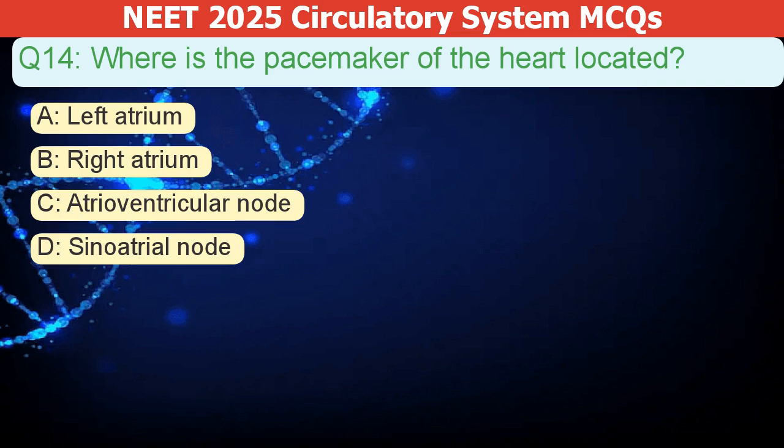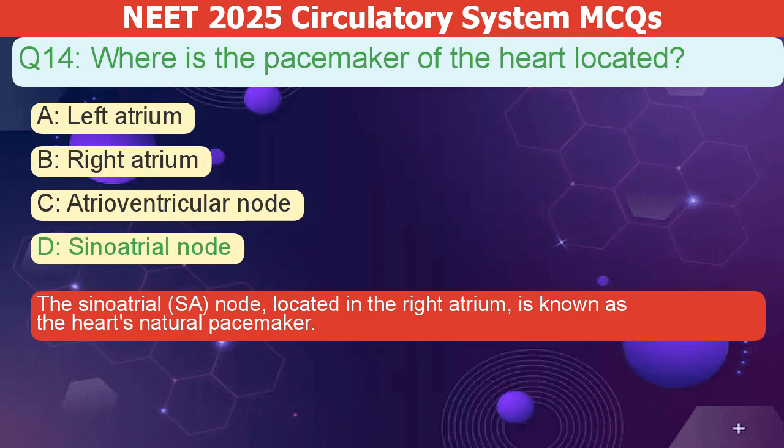Where is the pacemaker of the heart located? A. Left atrium. B. Right atrium. C. Atrioventricular node. D. Sinoatrial node. The correct answer is D. The sinoatrial node, located in the right atrium, is known as the heart's natural pacemaker.